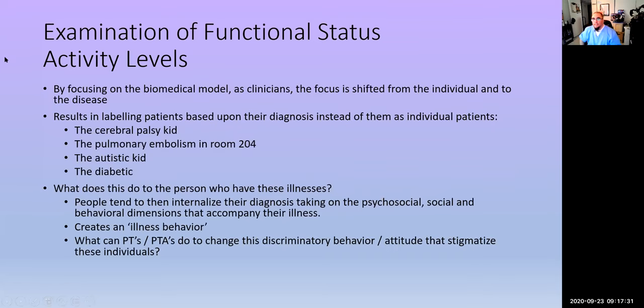So looking at the biomedical medical model, as clinicians, we tend to focus more on the disease and less on the individual. You hear this really commonly, and if you look at some of these comments, you'll probably think, yeah, I heard that when I was at my clinical affiliation, right? The cerebral palsy kid, pulmonary embolus dude, the autistic kid, the diabetic, right? The total knee replacement. By labeling a person based upon their disease, they're going to internalize their disease.